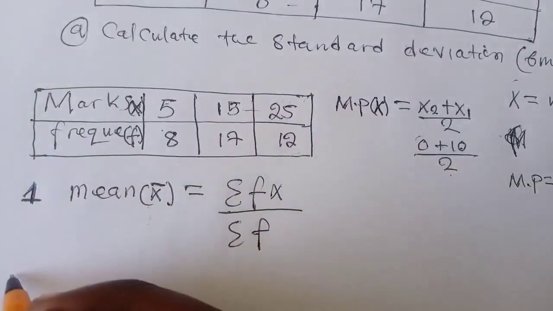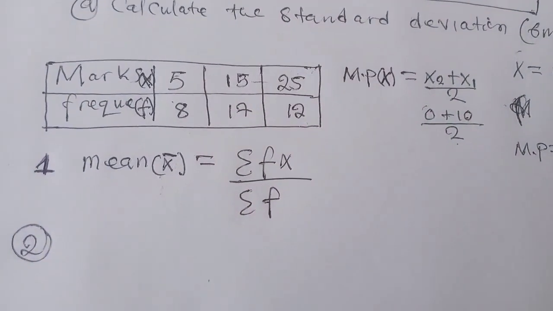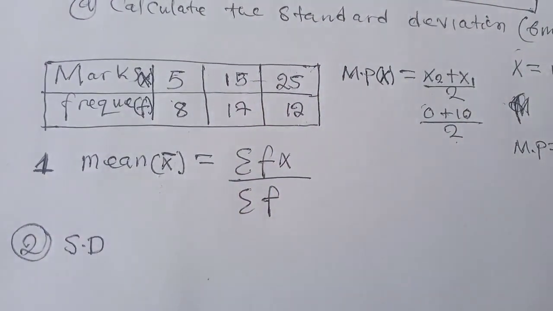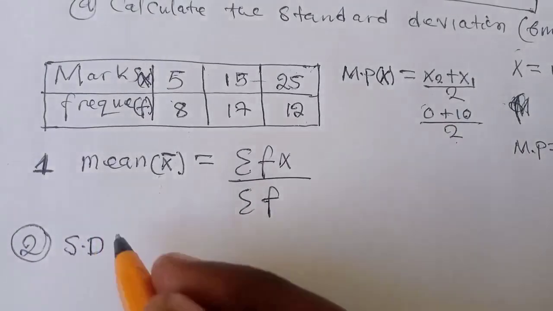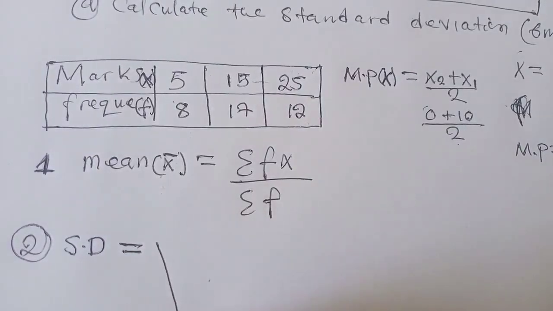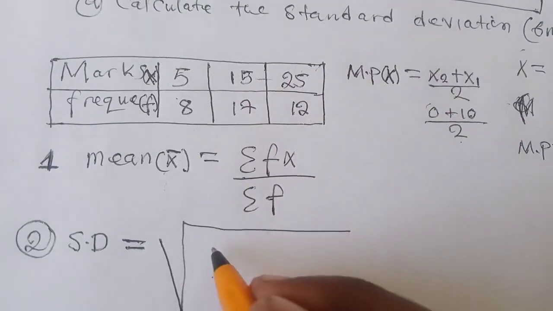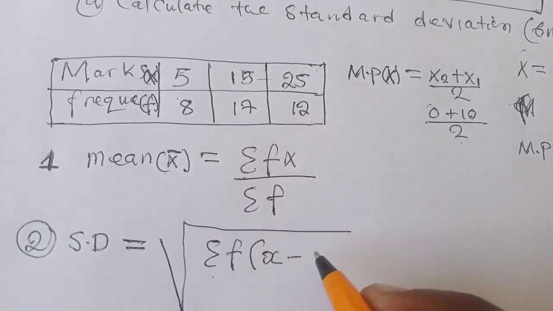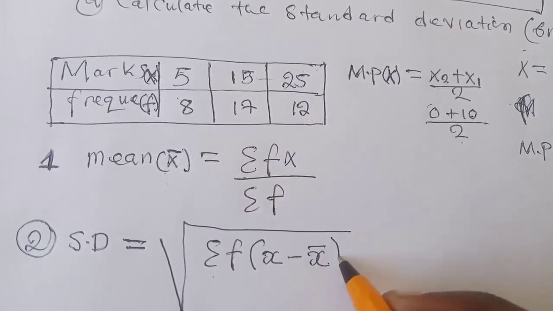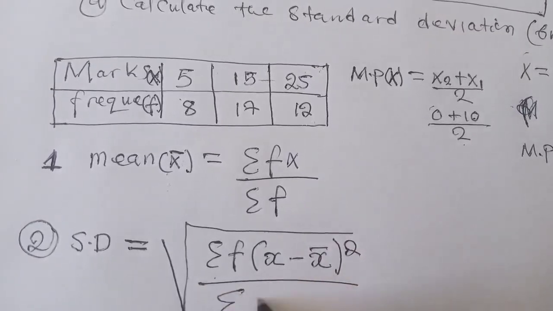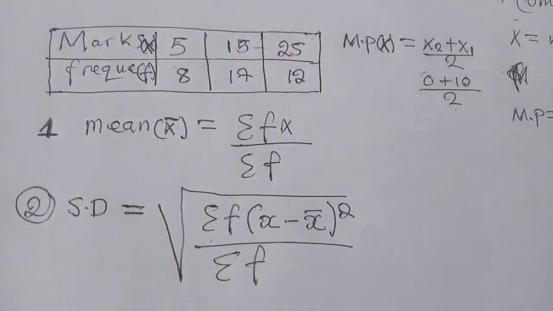And the second step, after you find the mean, you also find the standard deviation, because you can't find the standard deviation without having the mean. The formula for the standard deviation is the square root of the summation of f multiplied by (x minus the mean) squared, divided by the summation of f. This is the formula that I wrote last time in the previous videos.